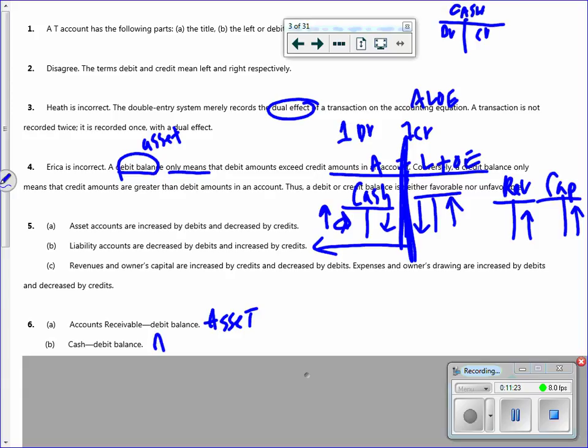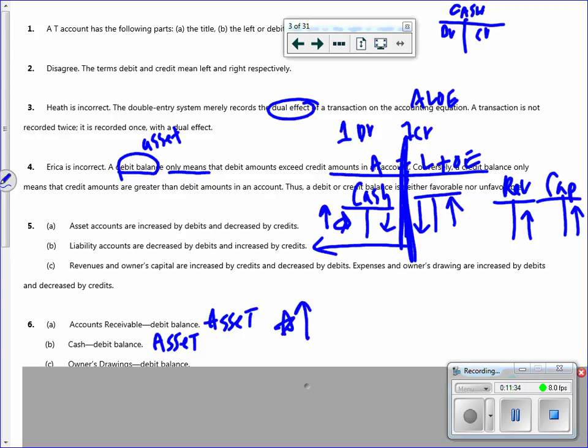Cash is an asset that has a normal balance side of debit. Remember, normal balance side is typically what I'll mark with a star that always has the plus. Owner's drawing is actually an owner's equity naughty account, so it actually behaves like an asset.